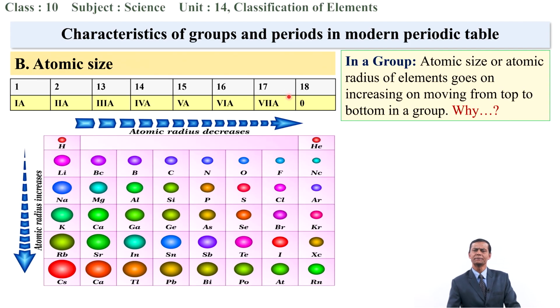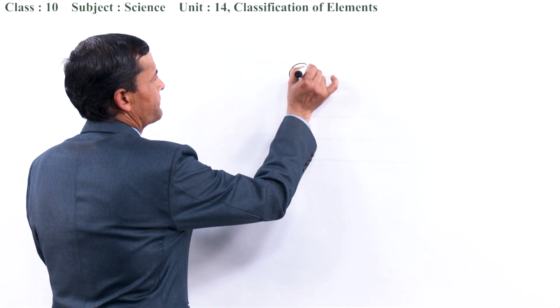Yes, in a group, the atomic size or atomic radius of the elements goes on increasing on moving from top to bottom. First of all, we are discussing group character, isn't it? But why? Yes, give a reason. Such a type of question can be asked in the exam. Do you know? Let's check once.